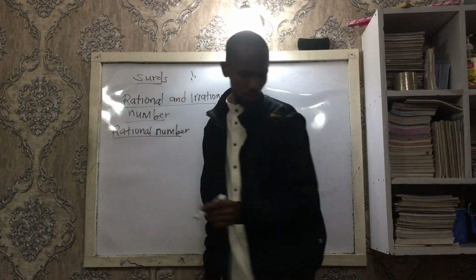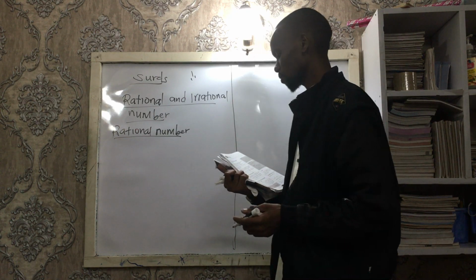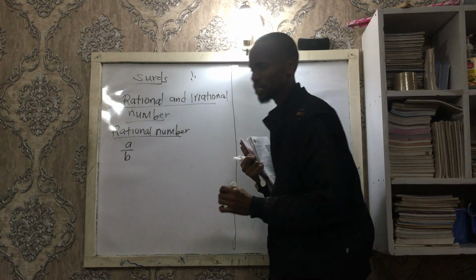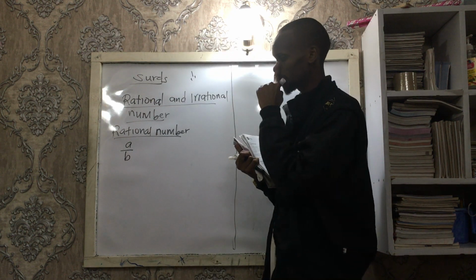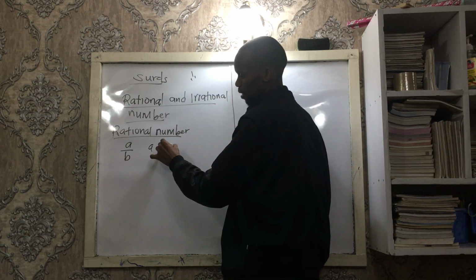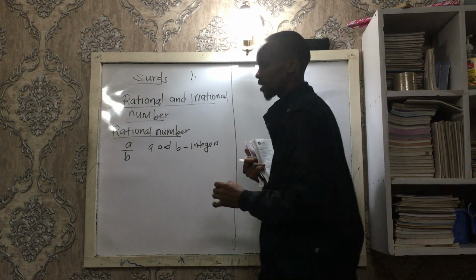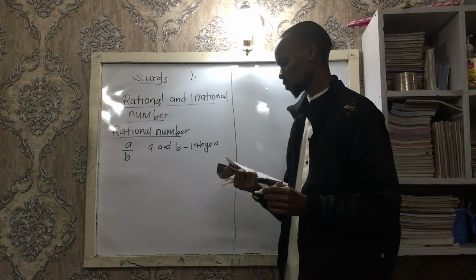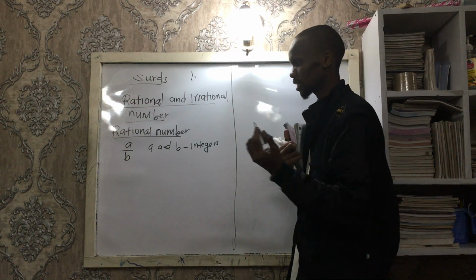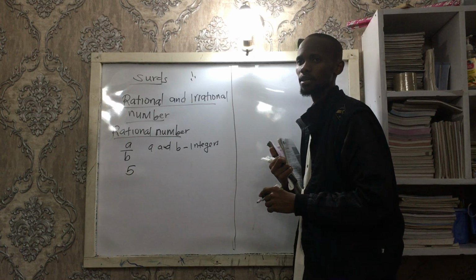I want you to assume a number, any number. We can say 1 over 5, representing it as a fraction. I mean a over b, representing it as a fraction, where a and b are integers, so that we can represent it as a fraction. So for example, I'm taking a number like 5.